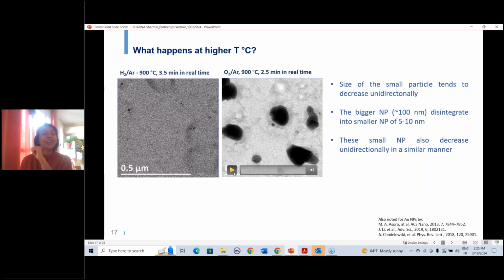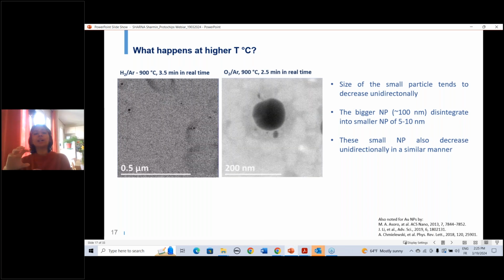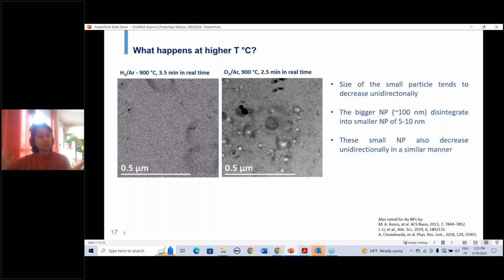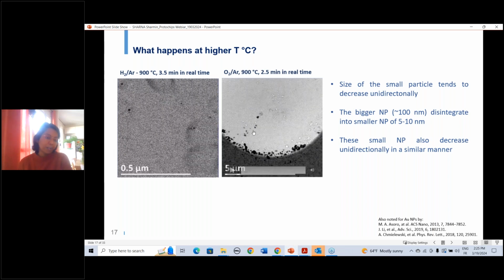Under oxygen, or this is not really related to oxygen, but to the size of the nanoparticles. If we have bigger nanoparticles, they will come out as smaller forms, and those smaller nanoparticles will evaporate unidirectionally until all the particles are gone.